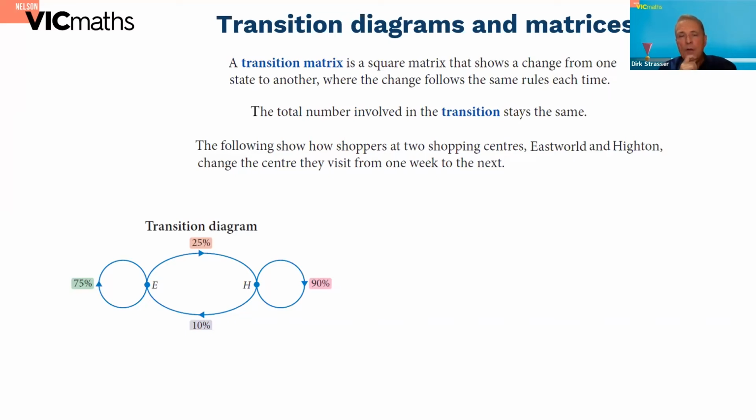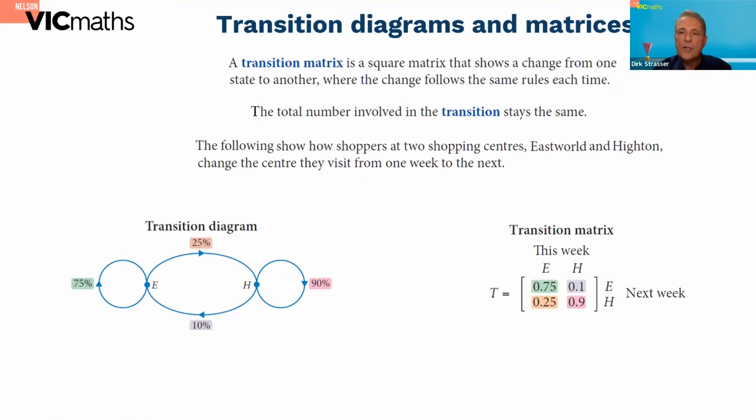This example here involves two shopping centres, Eastworld and Highton, and how shoppers change the centre they visit from one week to the next. So you can see here that with this 75% attached to E, to Eastworld, 75% of shoppers who go to Eastworld one week will go to Eastworld the next week. And over here, 10% of shoppers who shop at Highton one week will shop at Eastworld the next week.